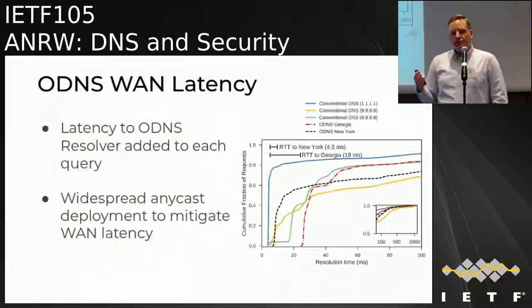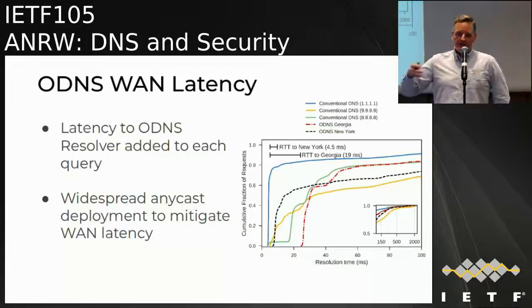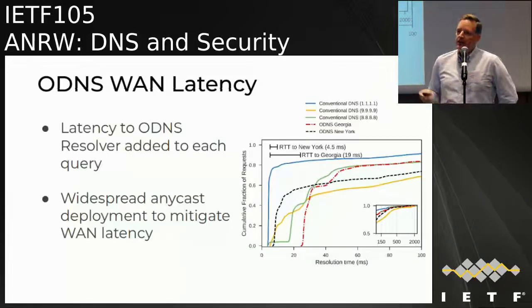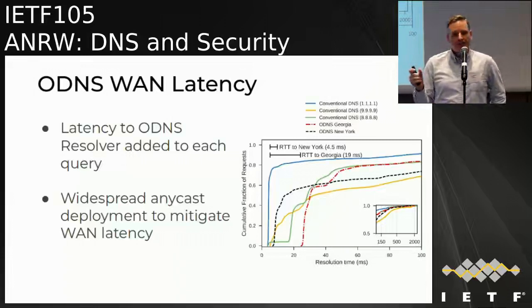The other thing that we introduced is WAN latency, because we're tunneling to this ODNS resolver. Essentially, that round trip time to that resolver is added to every query. And so you can see this illustrated in this figure. We've got conventional DNS. Our client was in New Jersey. And you can see Cloudflare is doing quite well. You've got Google and Quad9 are the other solid lines. And then we used ODNS resolvers. One was in New York City, which is about 4.5 milliseconds away from us. And the other was in Georgia, which is about 19 milliseconds away. And what happens is basically that RTT is just appended to all queries.